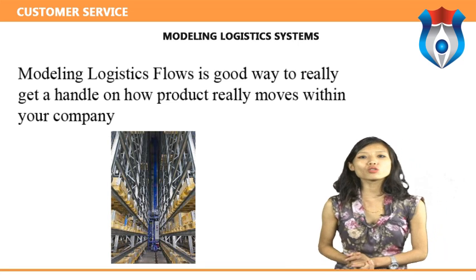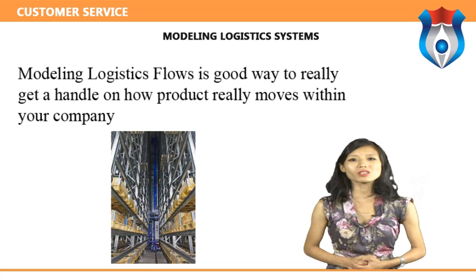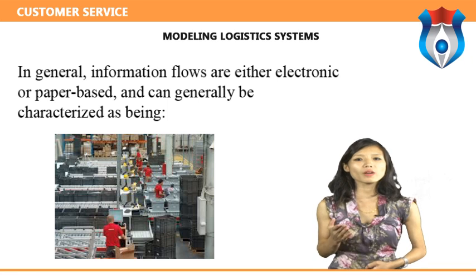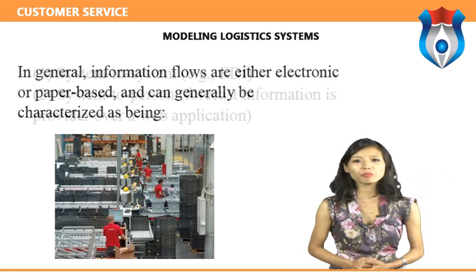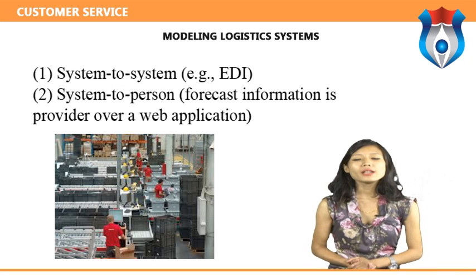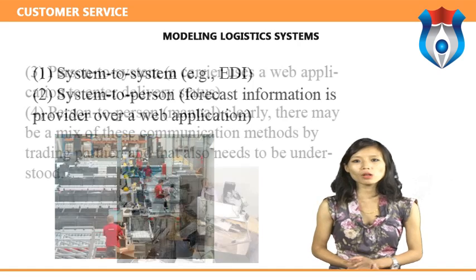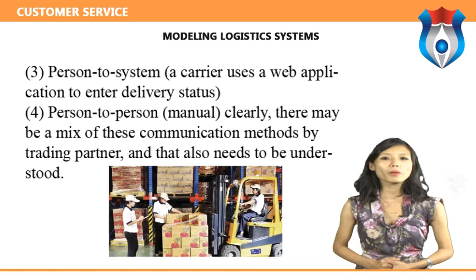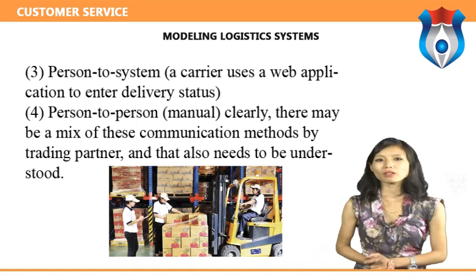Modeling logistic flows is a good way to really get a handle on how product moves within your company, and on opportunities for standardization, integration, and automation. In general, information flows are either electronic or paper-based and can generally be characterized as system to system, for example EDI; system to person, where forecast information is provided over a web application; person to system, where a carrier uses a web application to enter delivery status; and person to person, which is manual. Clearly, there may be a mix of these communication methods by trading partner, and that also needs to be understood.